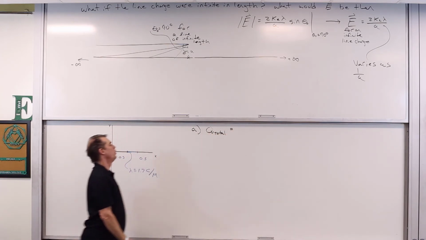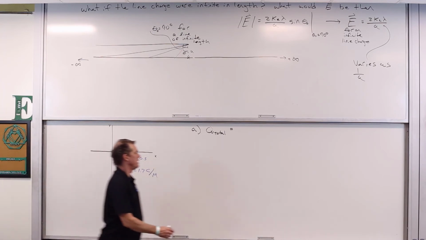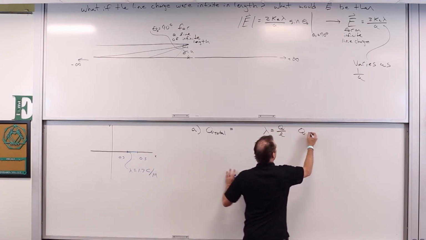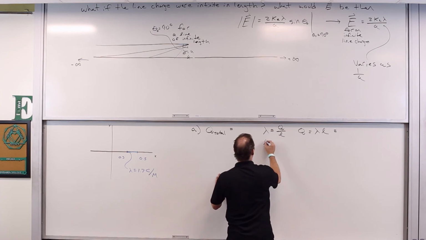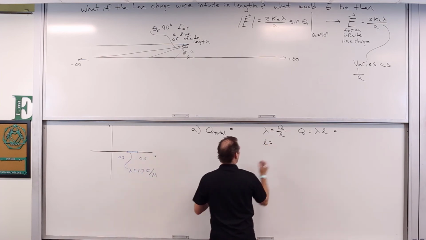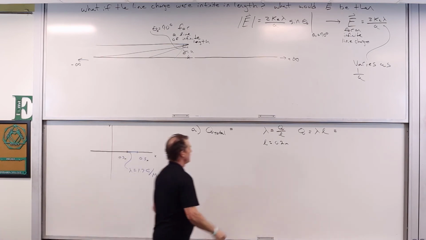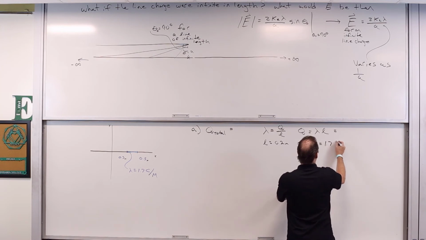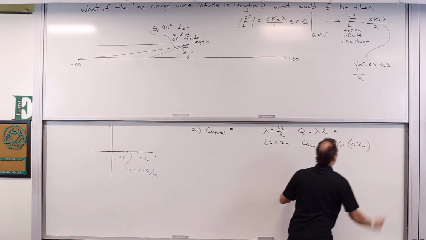Q total is equal to what? How do we get Q total? We go back to the line charge density and the length of this line itself. We've got that lambda is equal to Q divided by L, so Q is equal to lambda times L. In this case, L is that distance right there, which is 0.2 meters. So Q total is equal to 1.7 coulombs per meter multiplied by 0.2 meters.